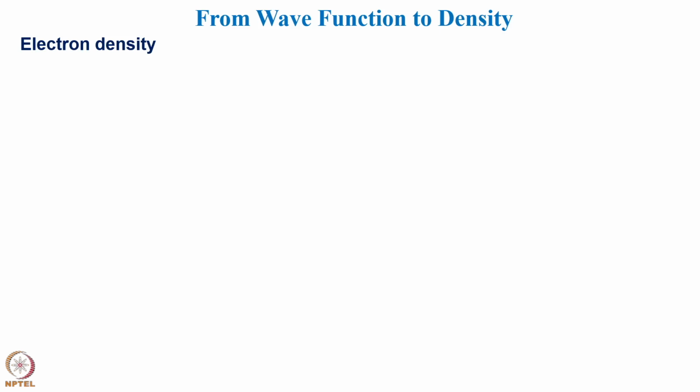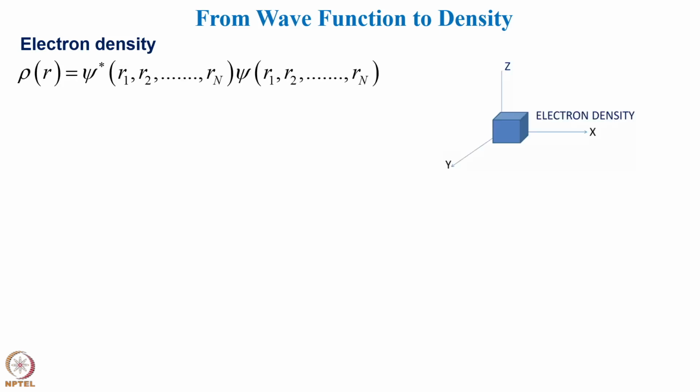One of the things can be electron density, because remember, the wave function does not have any physical interpretation. What we actually work on is in terms of probability density. Psi star psi, we know, is equal to probability density. So, I can write the electron density as this quantity, psi star psi, where r1, r2 up to rn are the coordinates of electron 1, 2, 3, 4, 5.